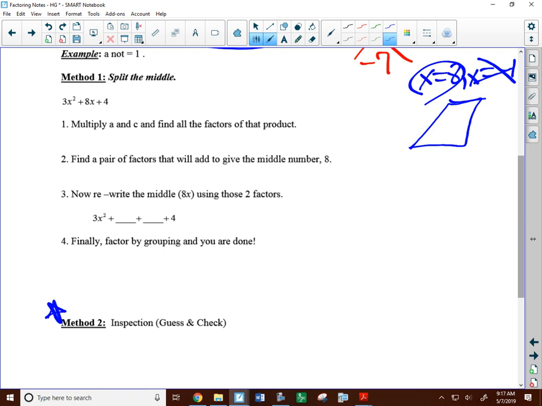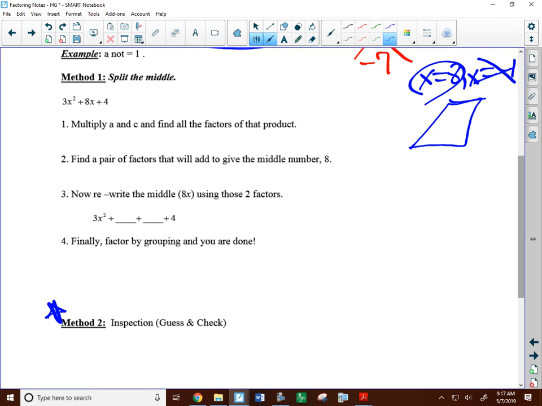It will always work. Now, I should say this: assuming, when I do the work, that you can get 2 numbers that multiply and add to get the correct value. If you don't, then it's probably prime. It's not factorable. But if it's factorable, this will work every time. It's nice. So, split the middle.